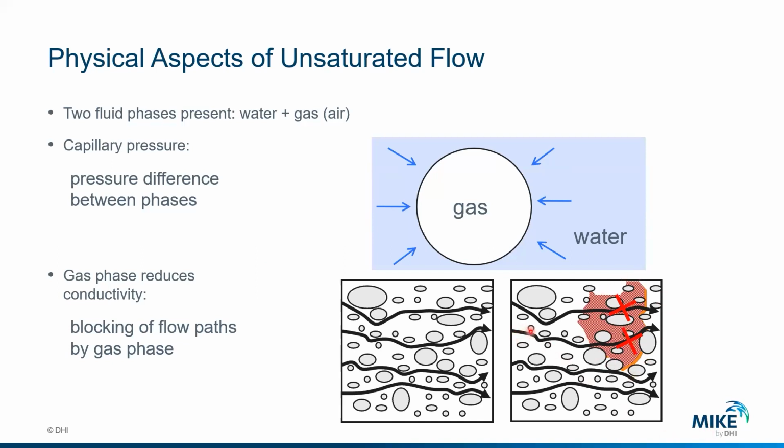So we typically talk about different paths, how the flow goes. This is normally called tortuosity. Such processes are obviously relevant because it's not going to be the same flow field that we see in a saturated system.